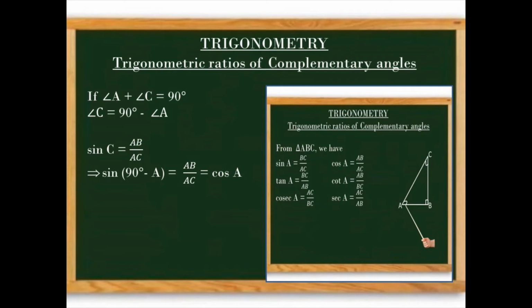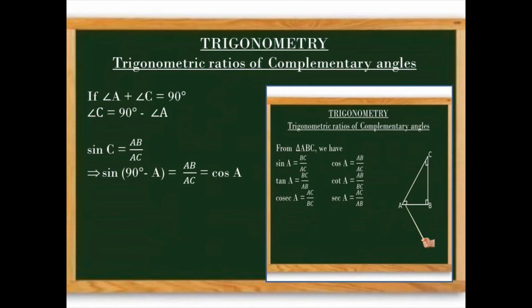So here what we get: sine of 90 degrees minus A is equal to cos A. Once again, I will explain. Sine C is equal to AB by AC. But the value of C is 90 degrees minus A. We are simply substituting the value of C, so sine C is equal to sine of 90 degrees minus A. But the value of sine C is AB by AC. So sine of 90 degrees minus A becomes AB by AC. But AB by AC is what?